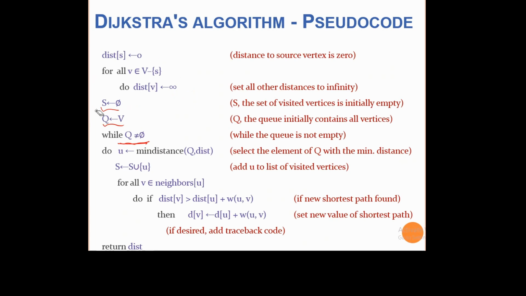Now suppose we have the vertices like this, suppose this is the source vertex, I'm just writing it like this, this is A, this is B. Suppose it is adjacent to this, and it is adjacent to this. Its distance value is zero because it is the source only.